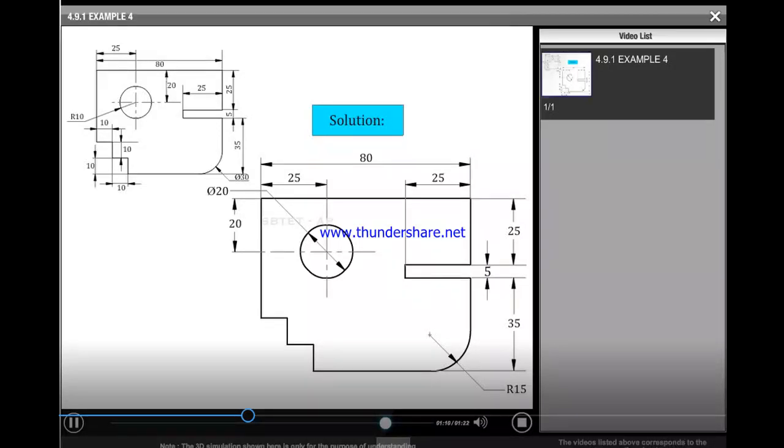Similarly, in the previous example or question, R10, that is the radius, is given, but that radius we can represent within the circle as the diameter. It becomes 20, and in the diameter representation, phi 20, you can place phi in front of that 20.